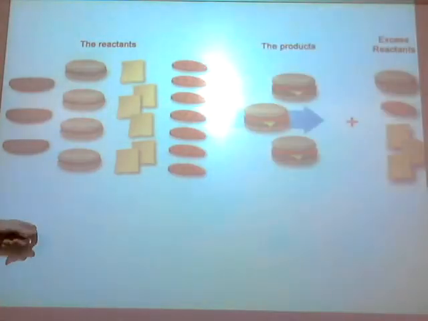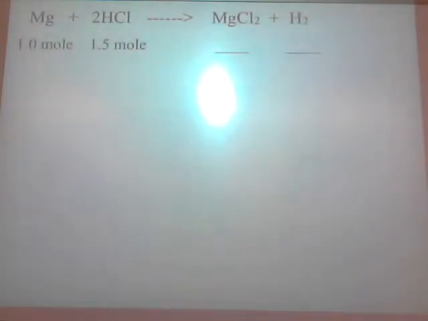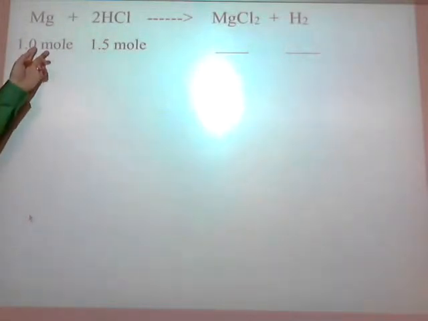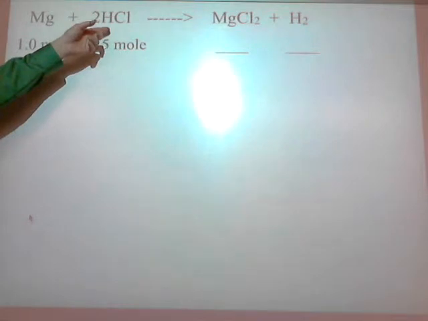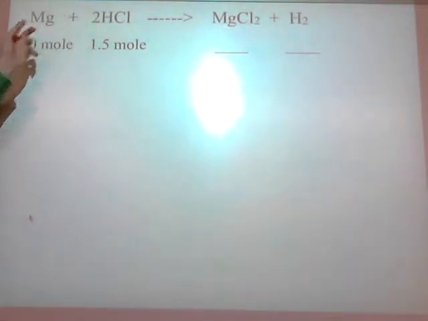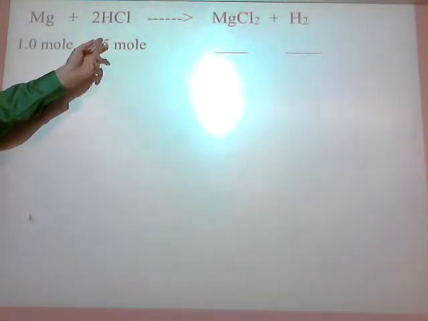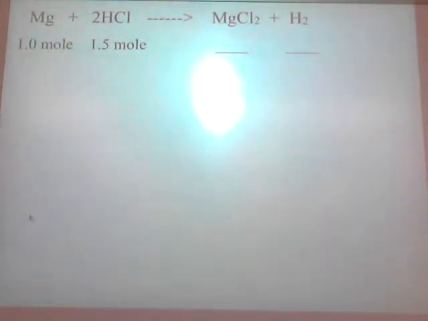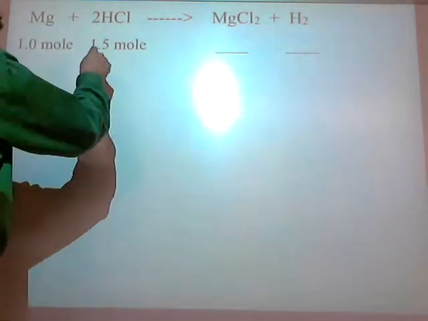So let's see what happens back in my problem here. All right. So here's the thing. For every 1 mole of magnesium, I need 2 moles of this guy, don't I? Well, I've got 1 mole of magnesium. Do I have my 2? No, I only have 1.5. So who's my limiting reactant in this case? Be careful. Who's the limiting reactant again? Hydrochloric acid. And this guy, I don't have enough, do I? Okay, so he's my limiting reactant.